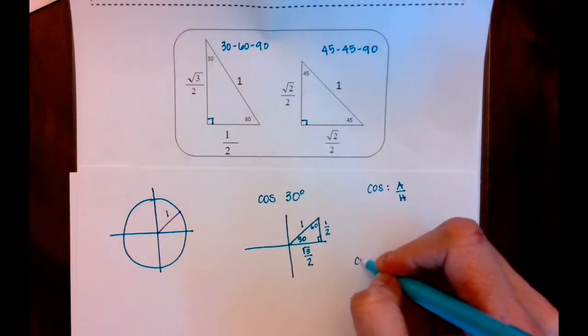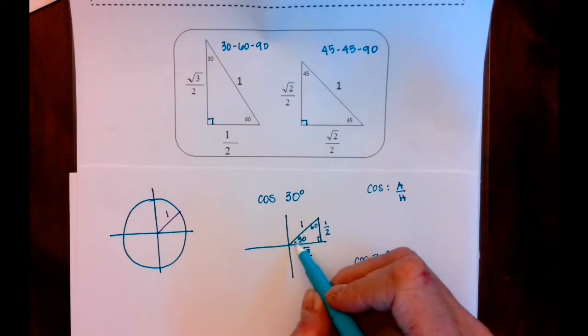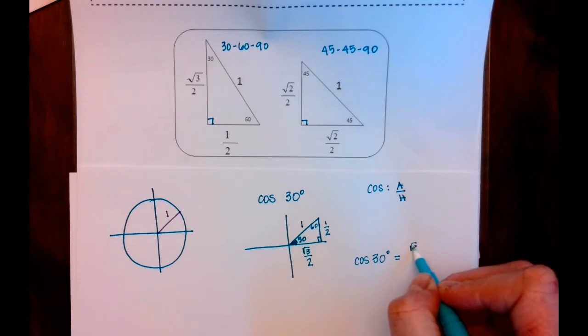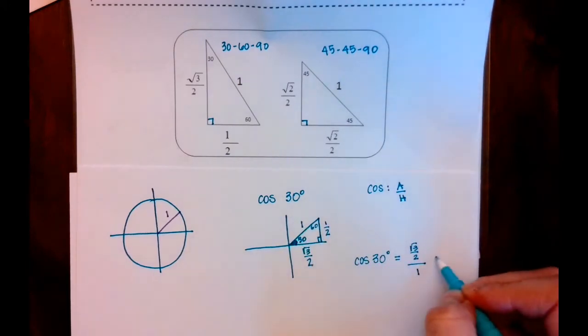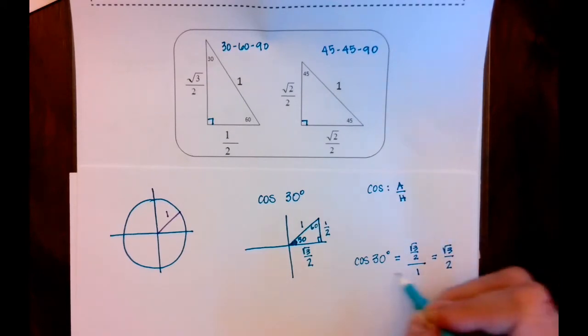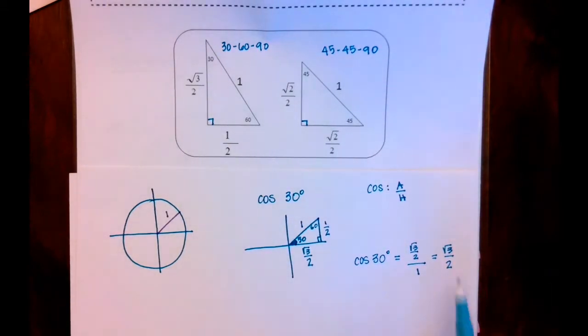So cosine of 30 degrees equals, here's our angle, 30 degrees. It's always going to be the one that's at the origin. The adjacent side is √3/2 divided by hypotenuse is 1. And then we're going to simplify that and get radical 3/2. So the cosine, the exact answer, cosine of 30 degrees is √3/2.